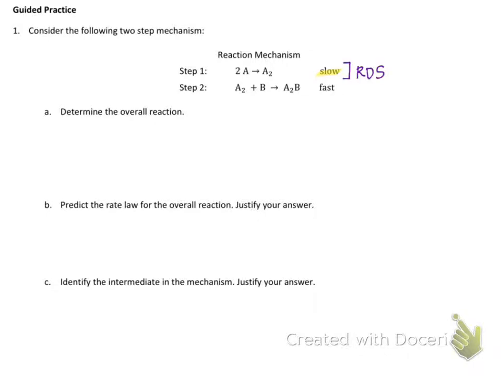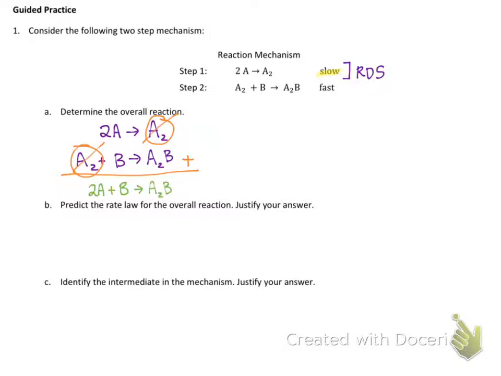We'll take a look at why in just a moment, but first we need to figure out what the overall reaction is. Remember, to get the overall reaction, you're literally just adding up the two reactions together, just like Hess's law, right? Cancel out anything that appears on both sides. So A2 showed up as a product and then a reactant, but there's one of each on both sides, so it will cancel out. And then everything else is left.